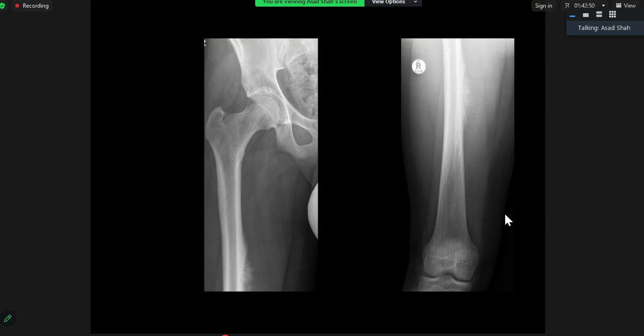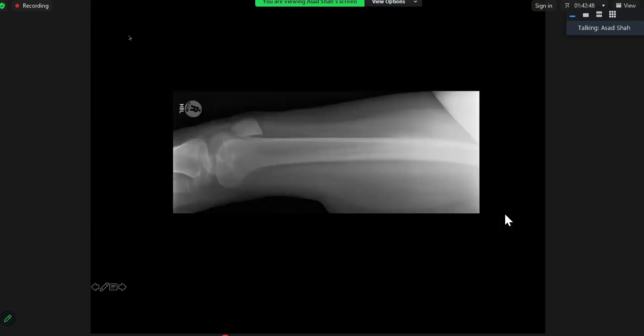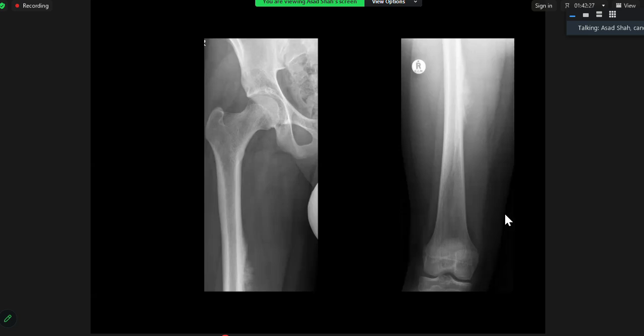Okay. If I show you the next image, does that add to anything? Yes, I'm still thinking of it as an aggressive lesion because the periosteal reaction is like that. Let's say this is osteosarcoma. So what type of osteosarcoma, how could you classify it? Could it be parosteal osteosarcoma?